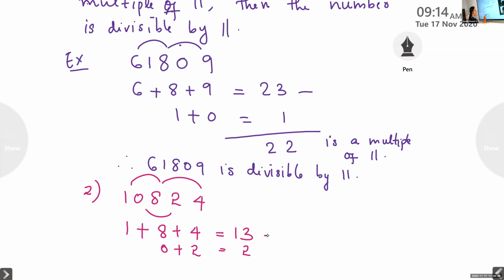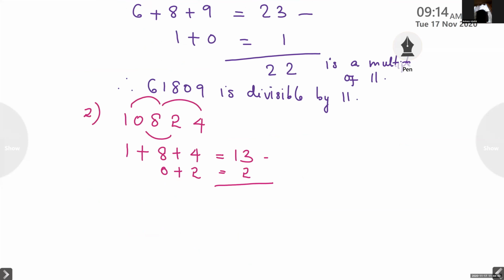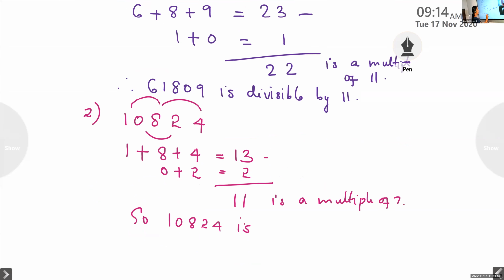And what did you do for this? Subtracted. What did you get? 11. Is a multiple of 11. So 10,824 is divisible by 11. Okay, children, I'll give the homework to you by next day.